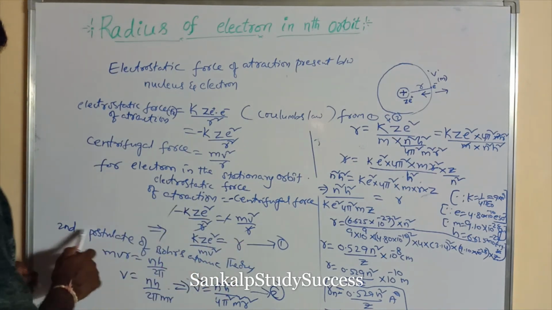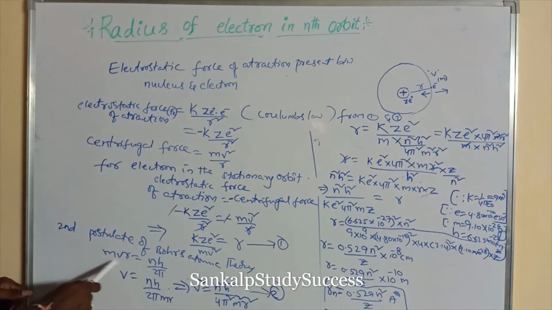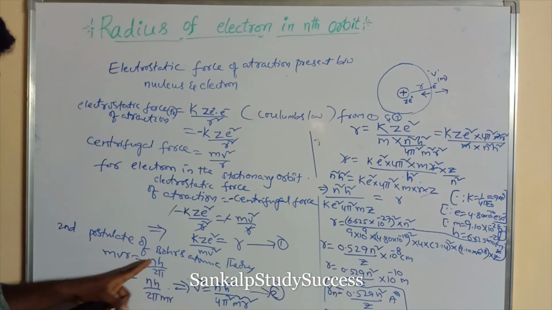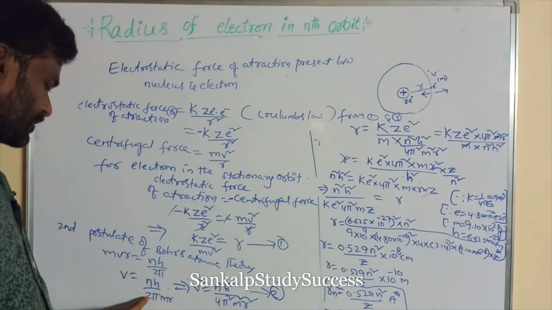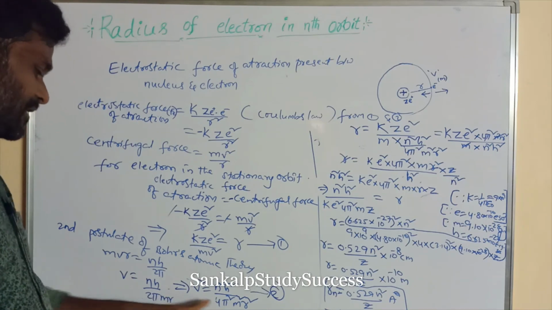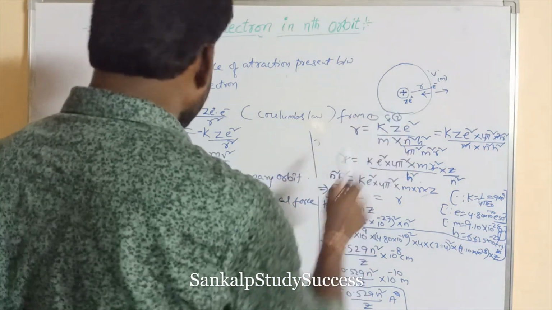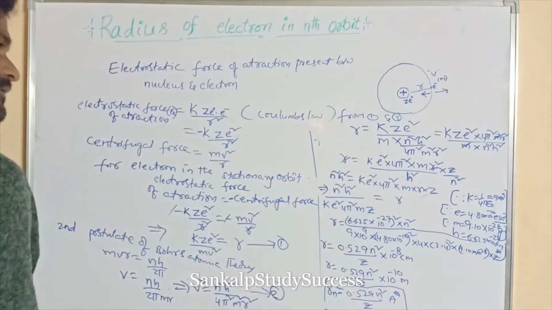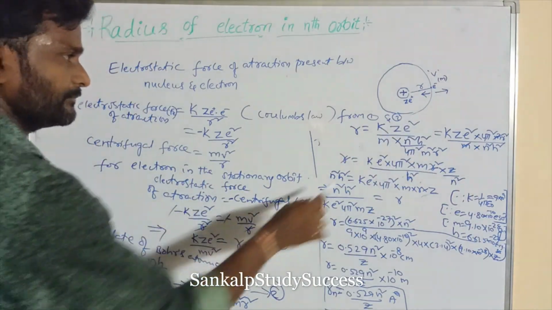According to the second postulate of Bohr's atomic theory, mvr is equal to nh by 2 pi, so v is equal to nh by 2 pi mr. So v square is equal to n square h square by 4 pi square m square r square, right? This equation we can say equation 2. From 1 and 2 we can write r is equal to k Z e square by m.